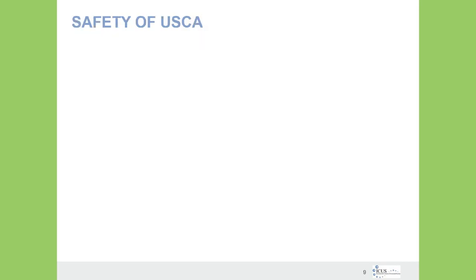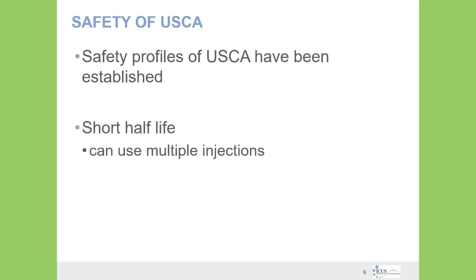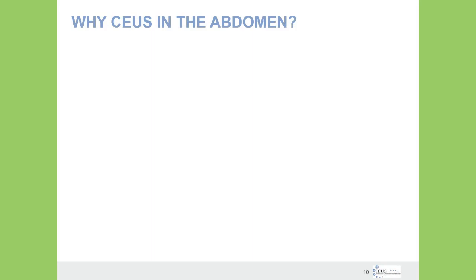Ultrasound contrast agents are known to be safe agents. The safety profiles have been established, and they have a short half-life. With the doses we use for abdominal imaging, the contrast agent will persist in the patient's system, usually for about 4 to 5 minutes. That means that we can use multiple injections. If we have more than one lesion to characterize, or if we have a failed injection, we can administer a second injection if needed.